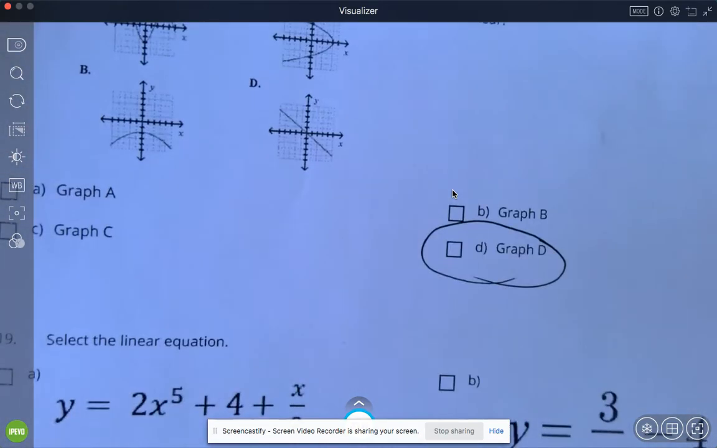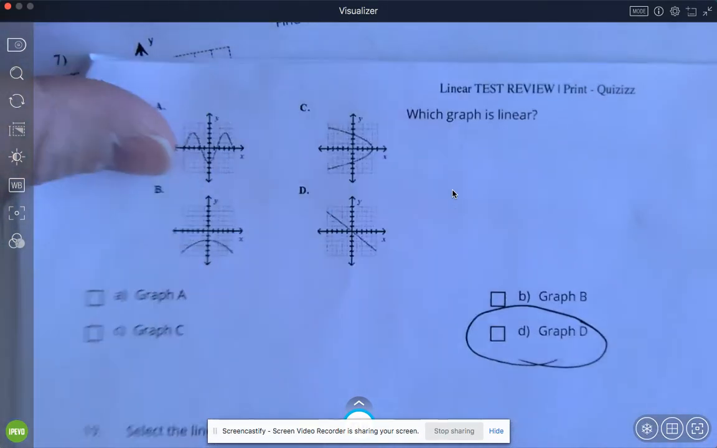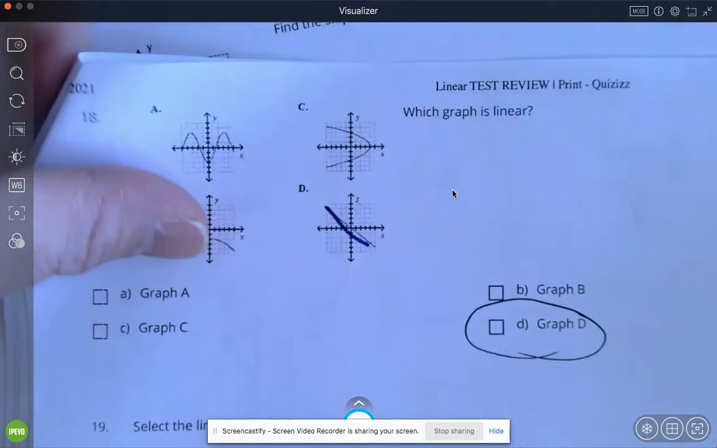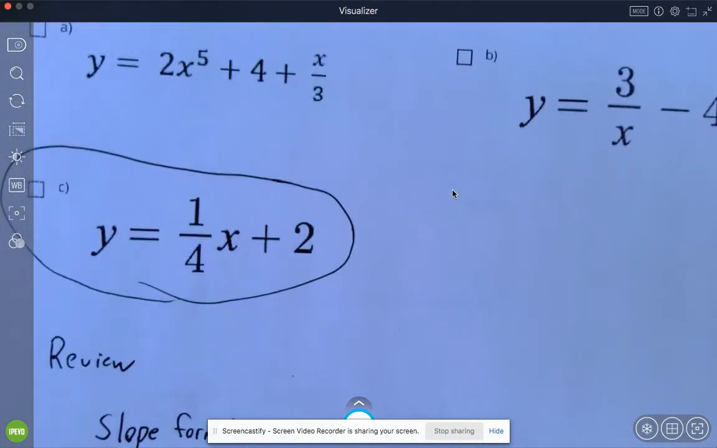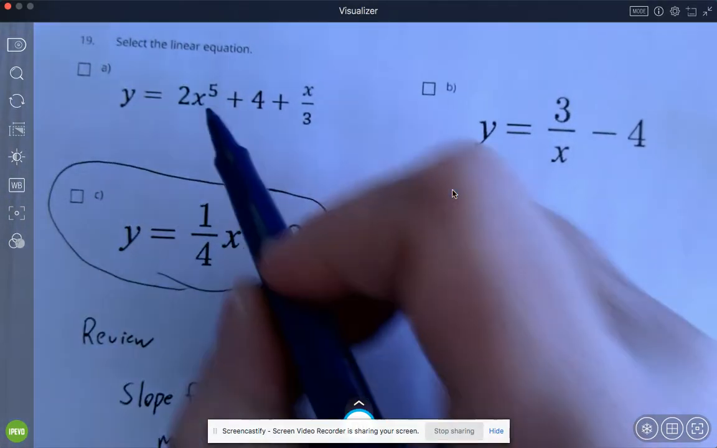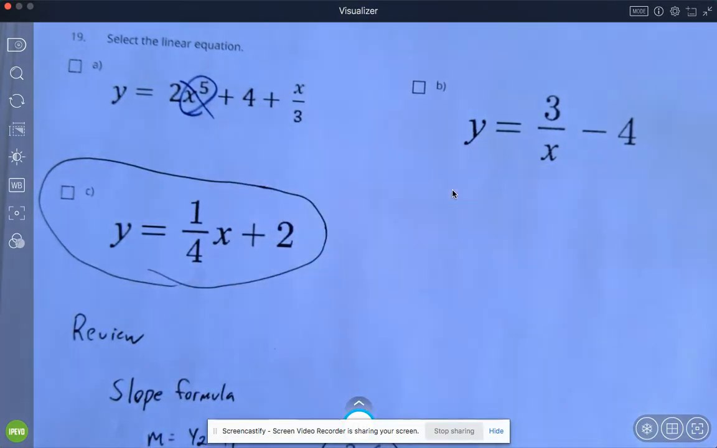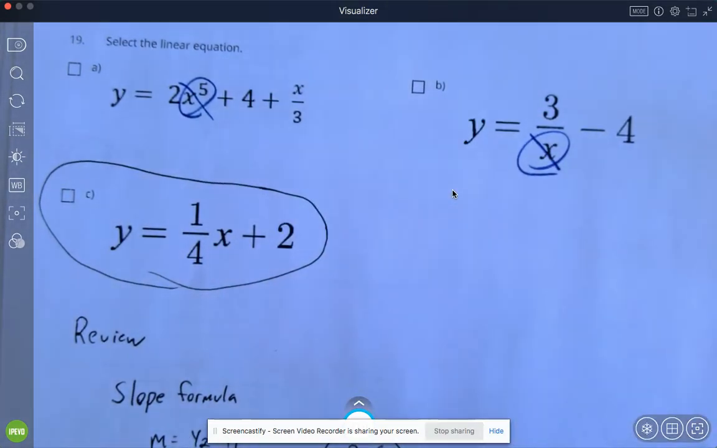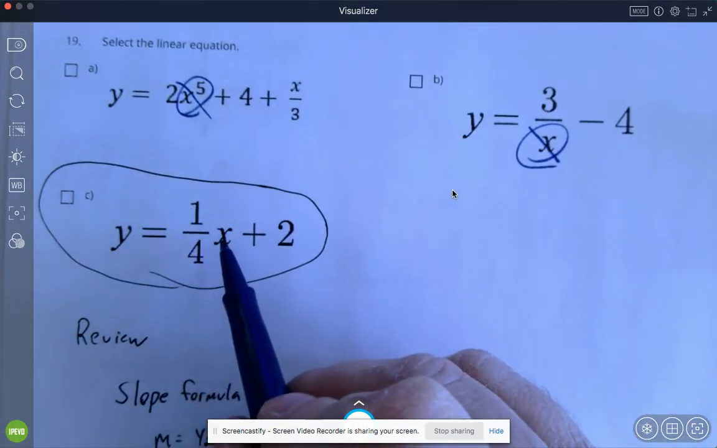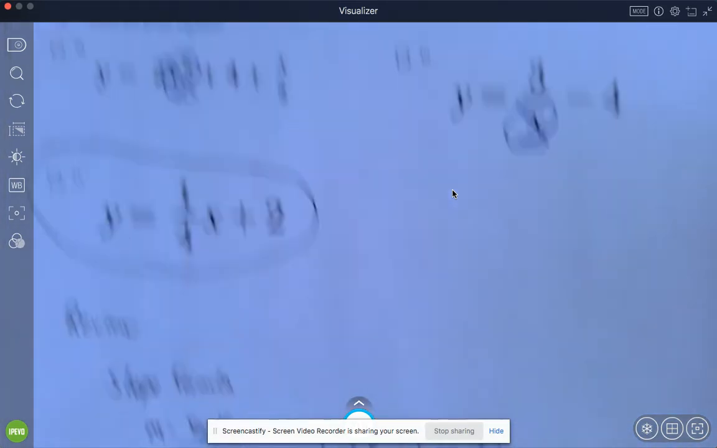Then we got too easy. There's one like this on the test. Which one's linear? It's the only one that's a line. That's D. Select the equation that is linear. That's not linear because of the exponent. That's not linear because of the x at the bottom. That is linear: 1/4 regular old x plus 2.